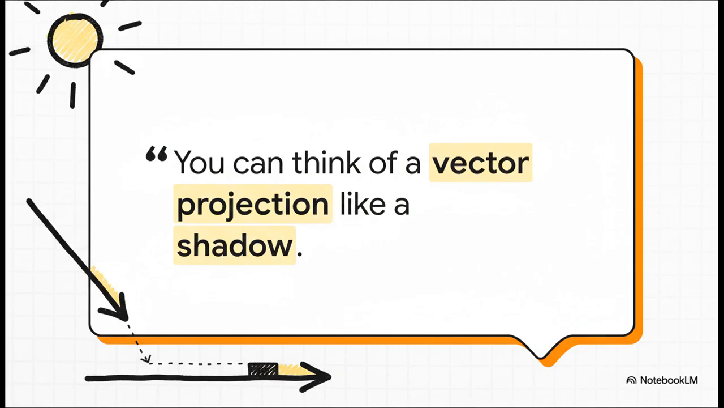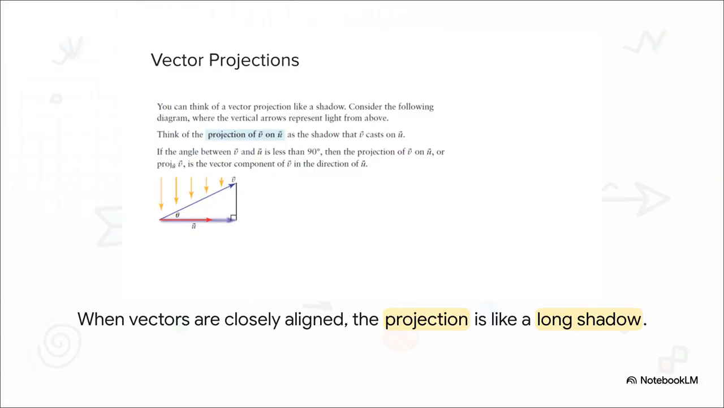Okay, to really get a gut feeling for this, let's use a fantastic analogy. Forget the math for just a second, and picture a shadow. The dot product, at its heart, is all about how one vector casts a shadow on another. Let's look at this first scenario. Imagine the sun is right up there, directly overhead. If our two vectors are pointed in more or less the same direction, one of them is going to cast a really nice long shadow on the other. This gives you a positive dot product. And the more aligned they are, the longer that shadow gets, and the bigger that positive number becomes.